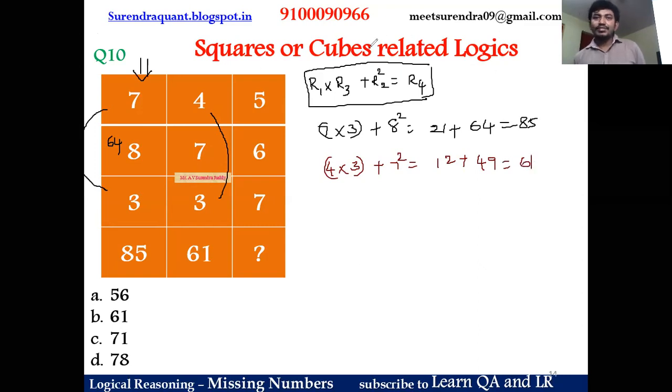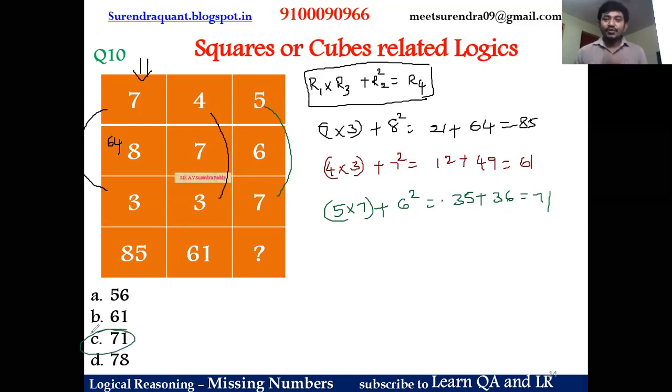Perfectly matches. So now to do the same thing for the third column, guys. Now you need to multiply first and third rows, right? So 5 into 7 plus the middle term, I mean the second row element 6, 6 square. So 5 7s are 35, 6 square is 36, the sum is 71, sum is 7. So in this way, you can work out the questions based on squares and cubes, guys.